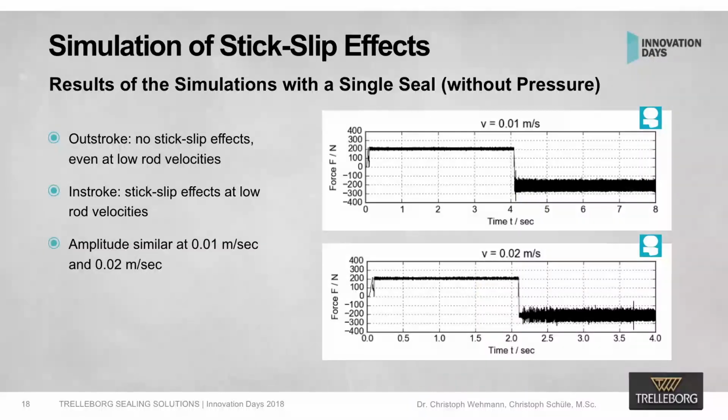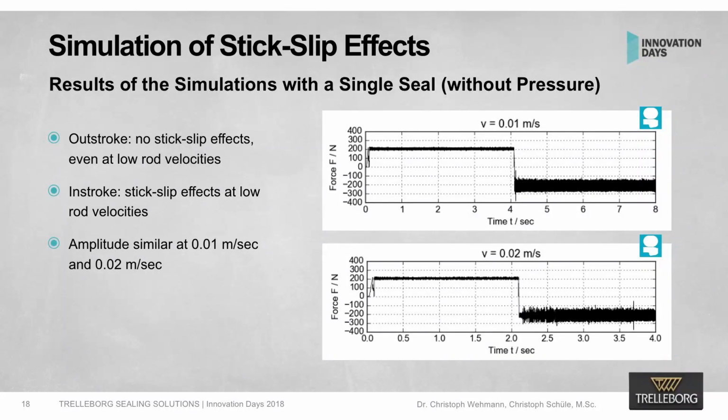And now I would like to show some first results, and after that compare these results to test results we did on stick-slip effects. So here you see the actual force, which is measured at the rod, so the friction force of the seal. In this case, it's only one seal, because we started by keeping it simple, considering one seal, also in the test, one seal without pressure, just to focus on the frictional contact at one point and to model the friction and the stick-slip effect here.